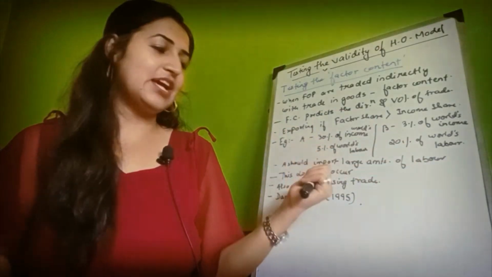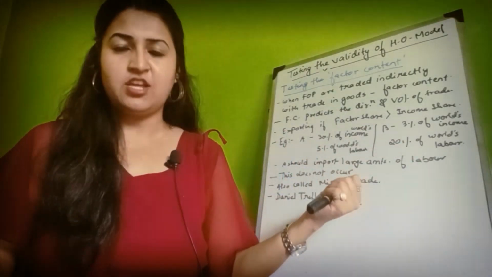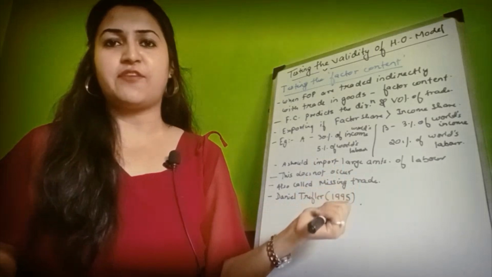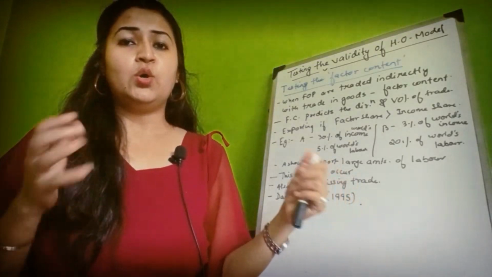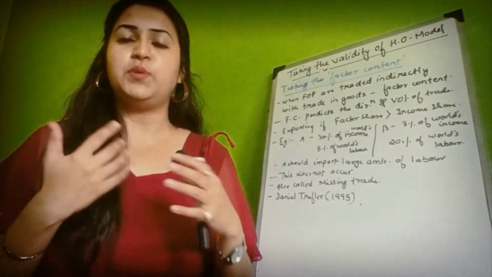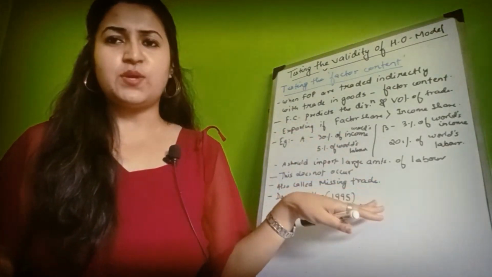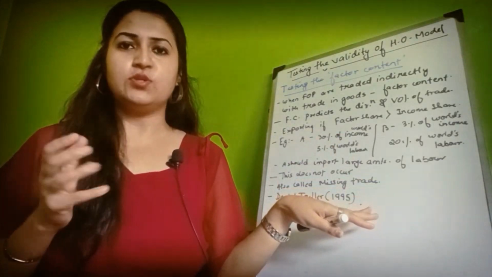But practically, this doesn't occur, and this is what is known as the missing trade, which was explained by Daniel Trefler in 1995. He explained it by dropping the assumption of identical technologies between countries, which was assumed in the HO model. So, according to him as well, this HO model doesn't hold good in practical life.